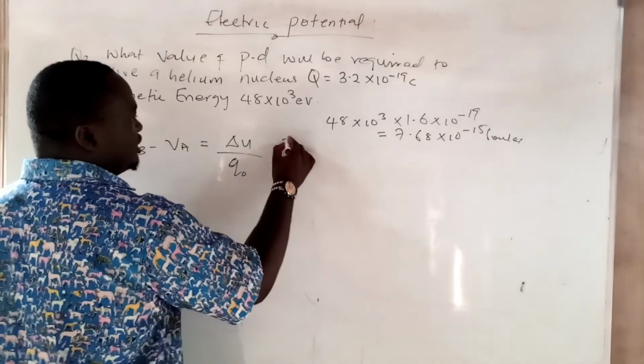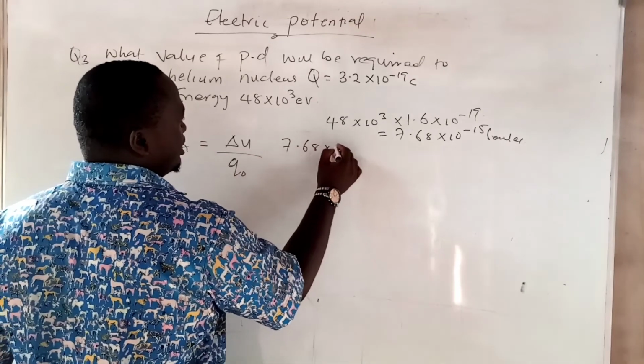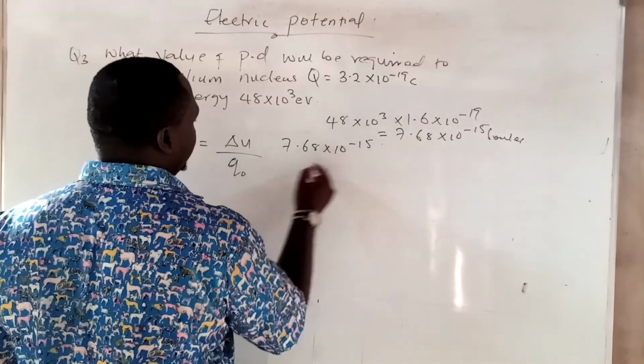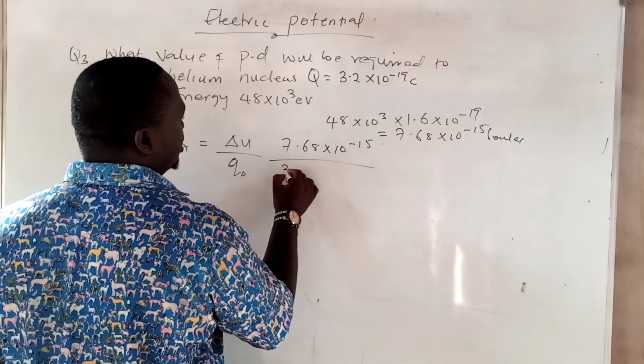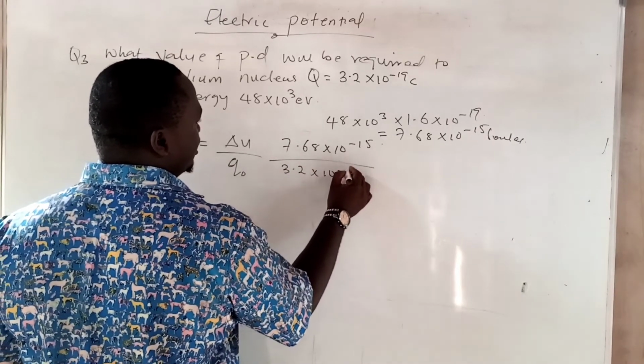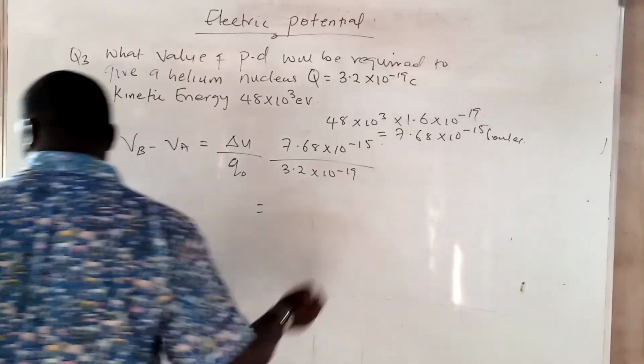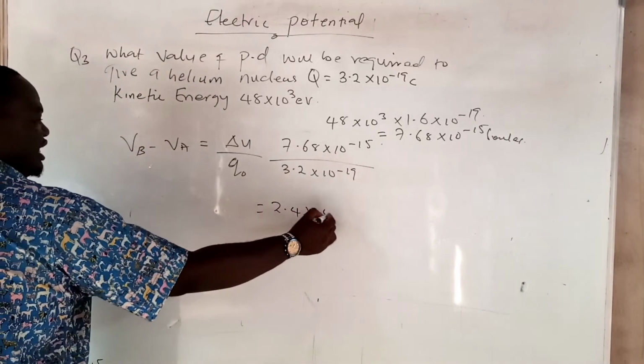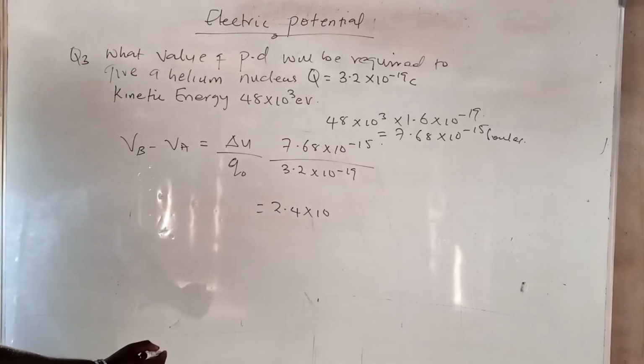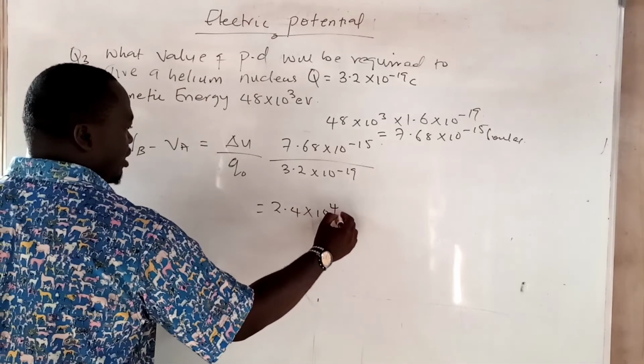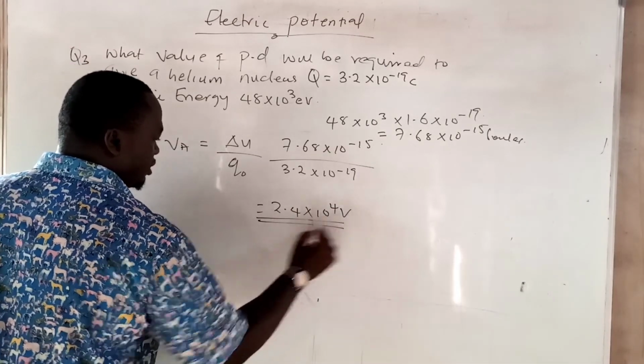So this is 7.68 times 10 raised to the power of minus 15 divided by the charge, which is 3.2 times 10 raised to the power of minus 19. And this gives 2.4 times 10 raised to the power of 4 volts.